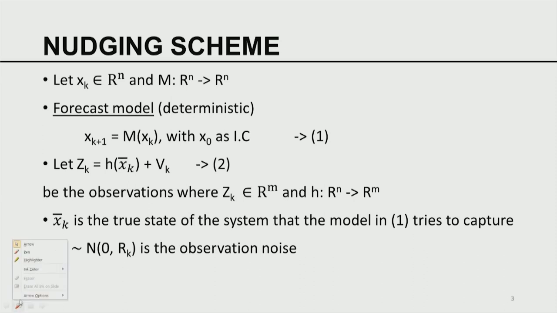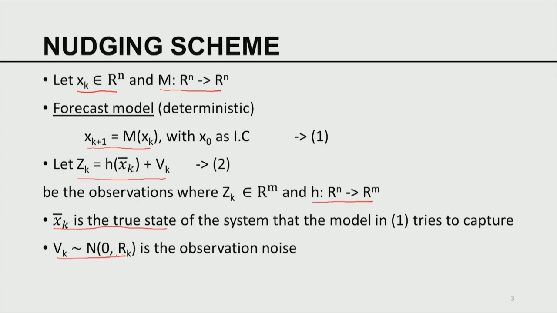So, to get a feel for this nudging scheme, let us consider a state x_k at time k, which is in R^n. M is a map from R^n to R^n. The forecast model I am assuming to be deterministic, with x_0 as the initial condition. The observations are again a nonlinear function of the state. Let x bar be the true state of the system that is not known. I only have information about the true state through the observation. The v_k are the observation noise, h is the forward operator. Again, I would like to emphasize the notion of a true state, and the observation noise is Gaussian.